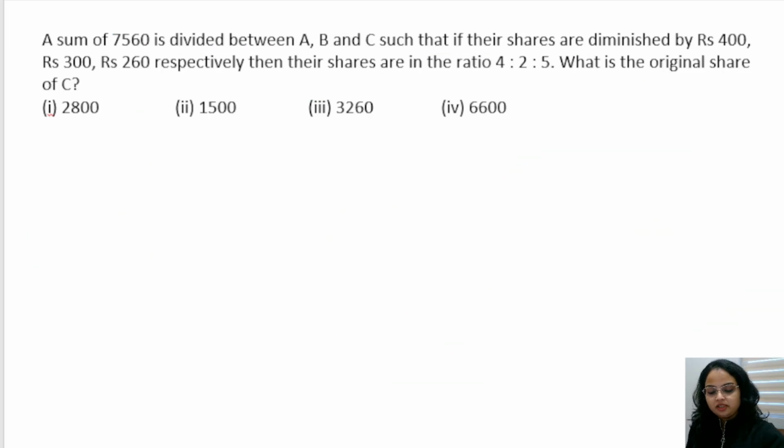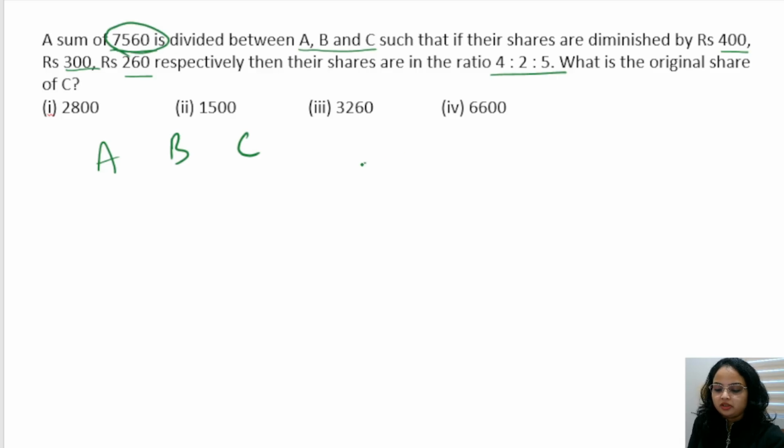Okay. Next one. A sum of 7560 is divided between A, B and C such that if their shares are diminished by 400, 300 and 260 respectively, then their shares are in the ratio 4:2:5. What is the original share of C? So here a sum is being divided between A, B and C.